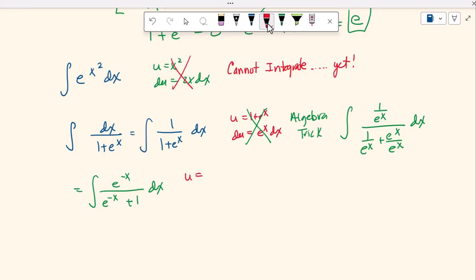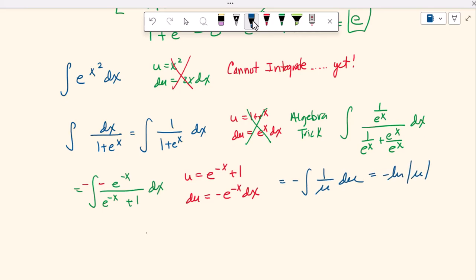I just rewrote it. So let's let u be negative x plus 1. And now my du is negative e to the negative x dx. So from here, I can see that I have my du right here now. I'm just missing the negative sign. So I'm going to compensate with a negative on the inside and on the outside. And I'll be left with negative integral 1 over u du. Natural log. So this is minus natural log absolute value of u. And we know u is e to the negative x plus 1, plus c.